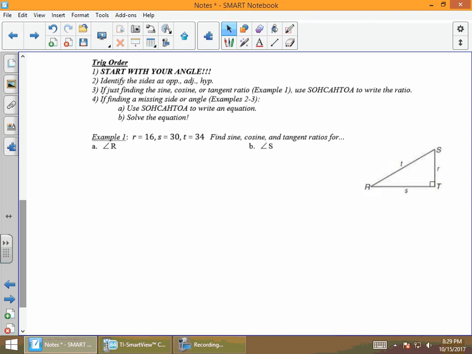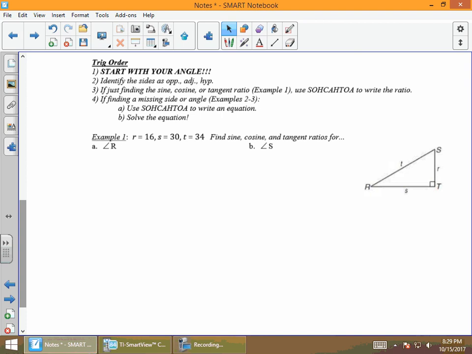Here are some rules that you can kind of go by. Right? The trig order is always, always, always start with your angle. Find your angle first. Then identify the sides as opposite, adjacent, and hypotenuse. So I will actually use the letters O, A, and H. And then if you're just finding the sine, cosine, or tangent ratio, just use SOH, TOA and write it as a fraction. Right? Write the ratio down. If you're finding a missing side or an angle, like examples 2 and 3, you're going to use SOH, TOA to write out an equation, then solve the equation.